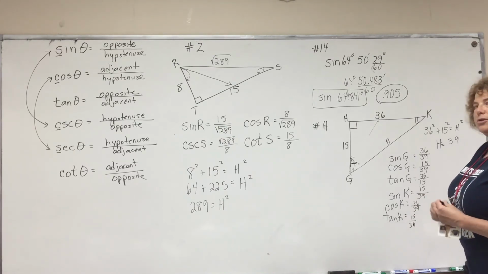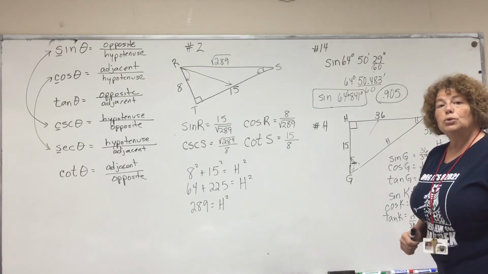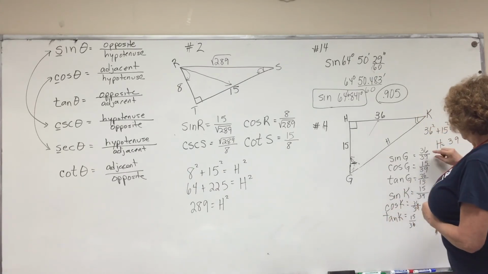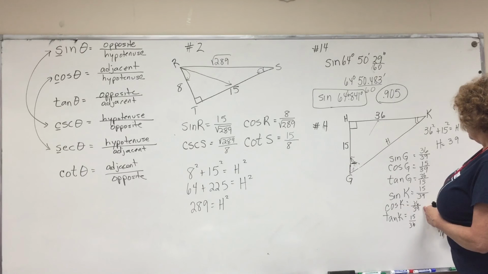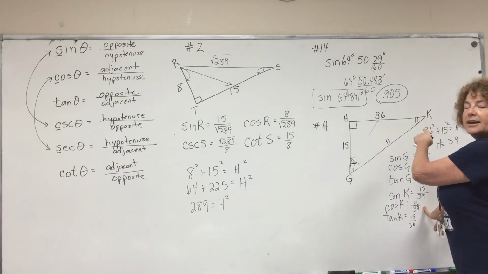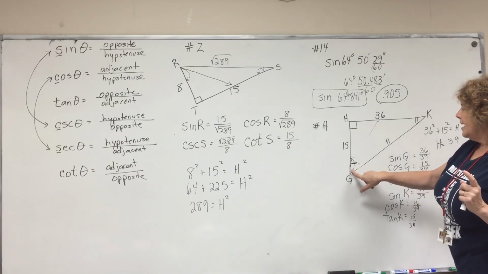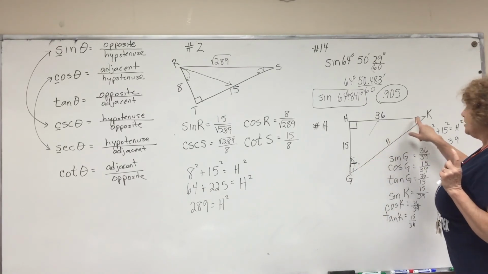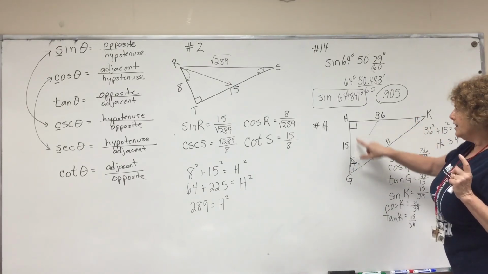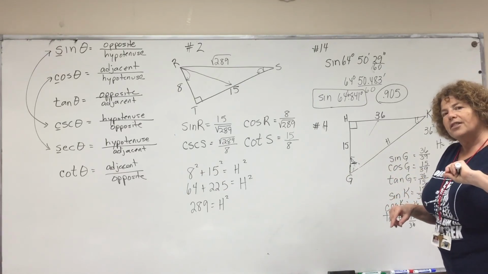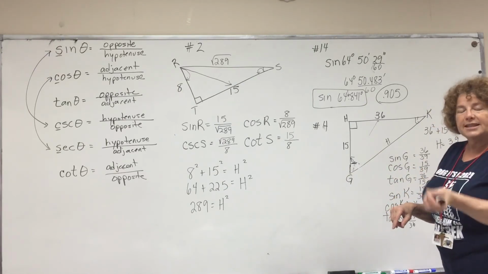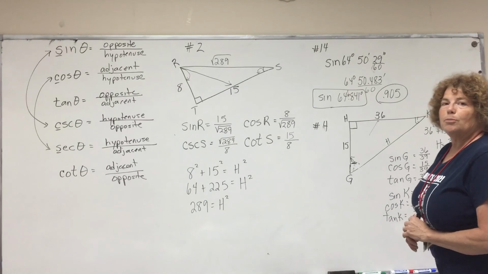Now I just want you to notice something that you're going to be using later on. The sine of G is the same as the cosine of K. So if they're in the same triangle, the sine of one is going to be the cosine of the other, and the cosine is going to be the sine of the other. Just something to remember for the future.